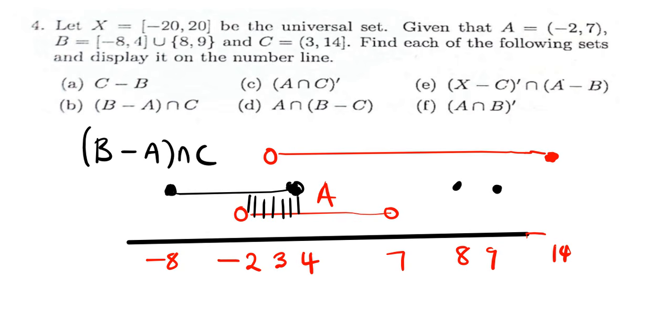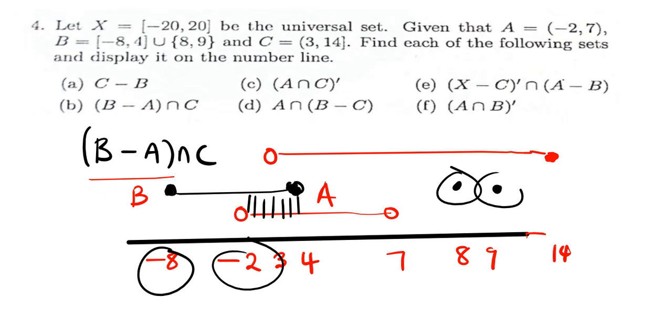So let's start with the first one, B minus A. Okay, so this is our B here. We remove A, and when we remove A, what then remains is that we only have from -8 to -2. Then we've remained with 8 and 9 there. Okay, so that is what we've remained with.